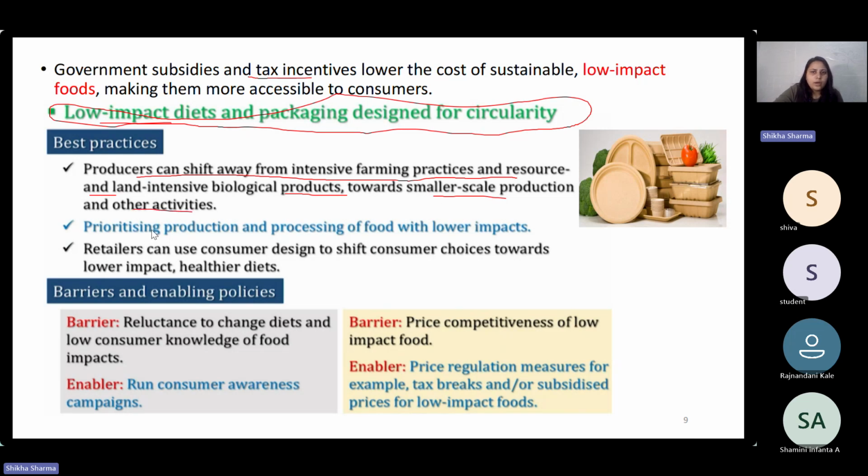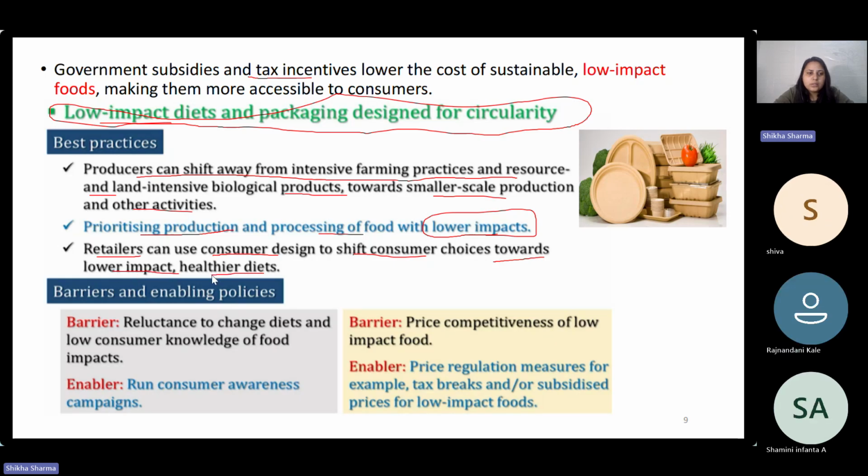So the farmers can move from intensive farming practices, in which there is more soil nutrition degradation, and shift towards multi-crop production or practices like that. So prioritizing the production and processing of food with lower impact should be there, lower impact on the resources which we are using for producing any food product. The retailers can use consumer design to shift consumers' choices towards low impact, healthier diets.